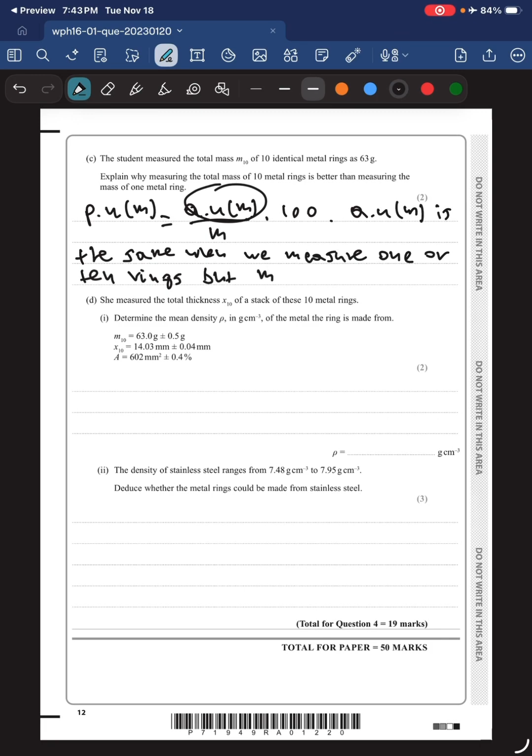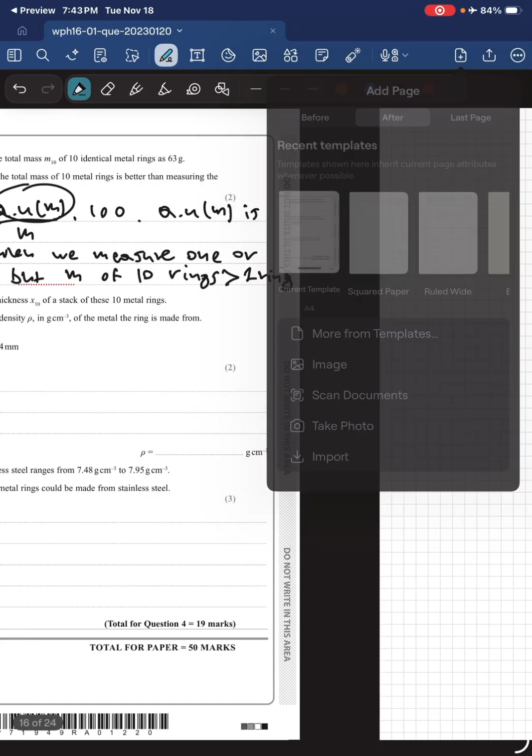But the mass of 10 rings is of course larger than one ring, okay? And let me use a clean page. Thus, measuring 10 rings reduces the percentage uncertainty. Okay, and that's the answer.